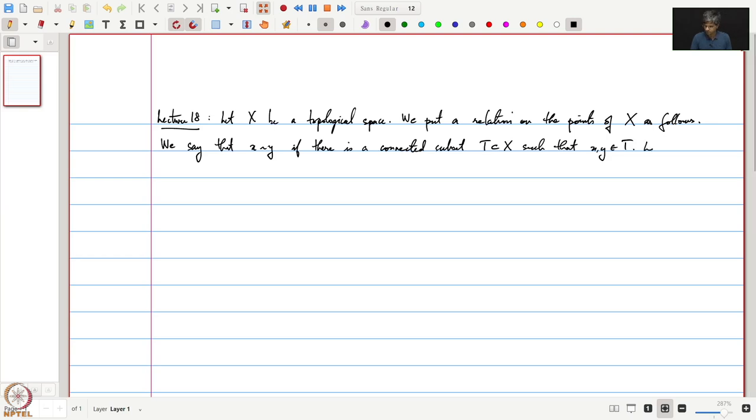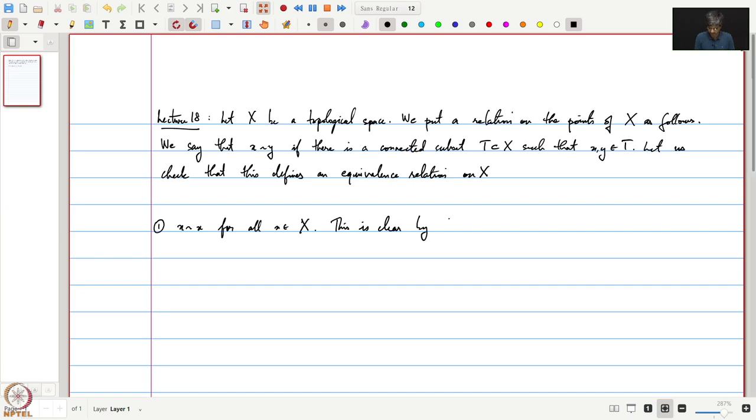So let us check that this defines an equivalence relation. There are three things which we need to check. First, we need to check that x is equivalent to x for all x. This is clear because by taking T equal to just the singleton set {x}. Any singleton set is connected because for a set to be disconnected, it has to have at least 2 points, because we cannot write the singleton set as a disjoint union of non-empty open subsets. In fact, as a disjoint union of non-empty subsets.